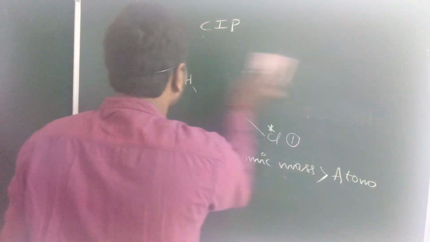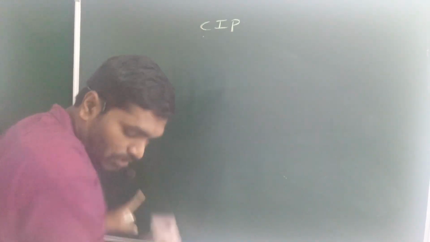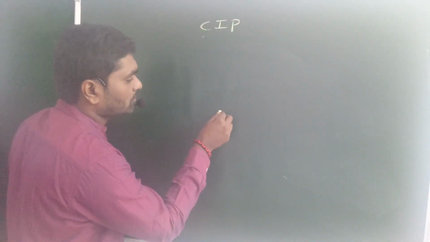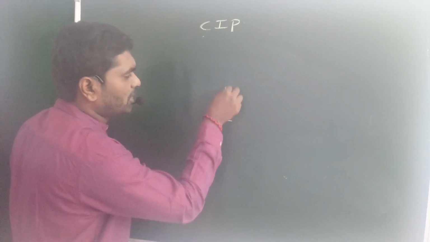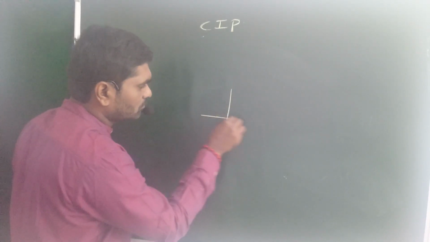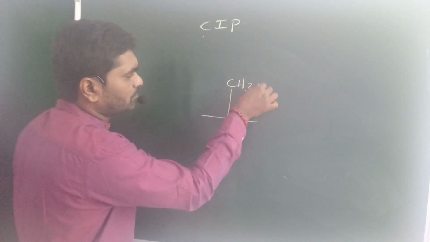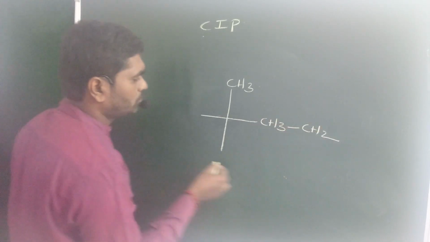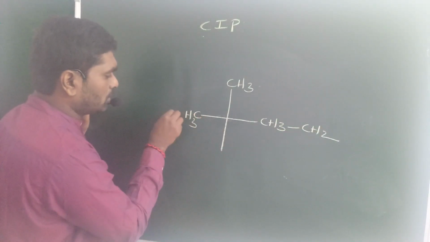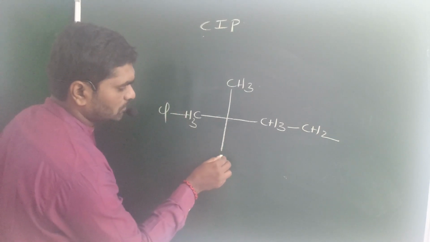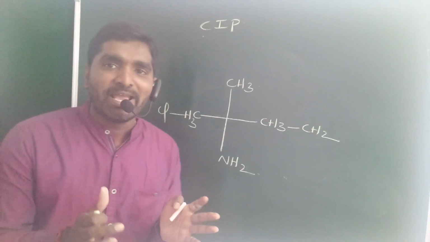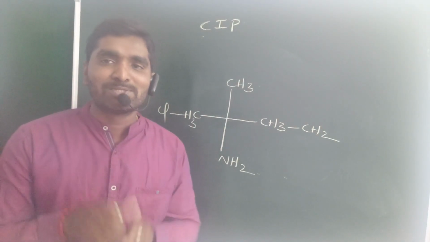Okay, next one. Rule number 3, guys, look at this one. Maybe a carbon is bonded like this: CH3, CH2, CH3, Cl and NH2. What is the priority order according to the CIP rules?